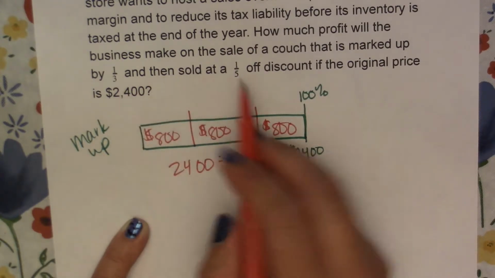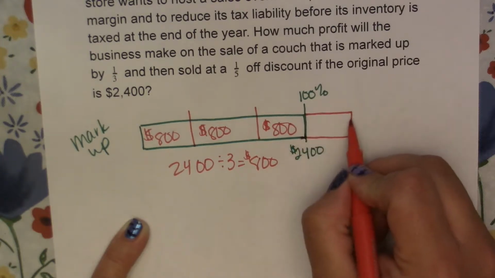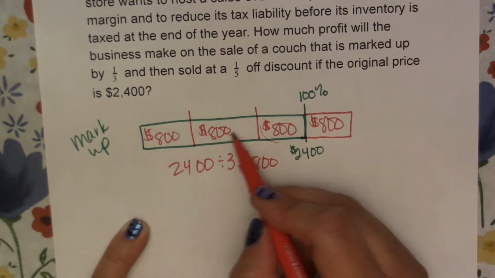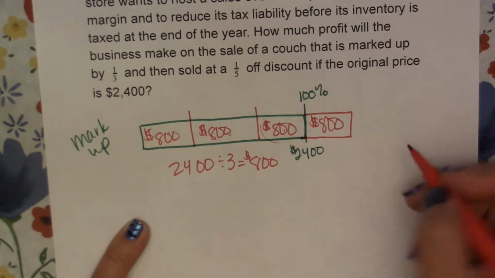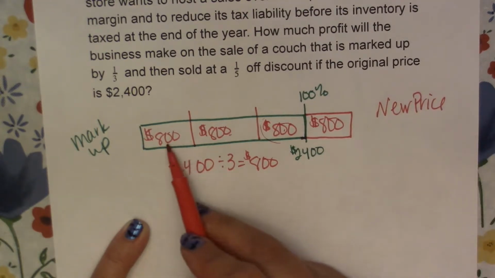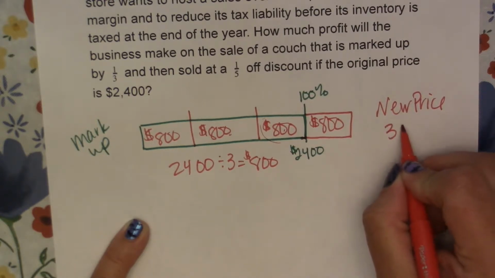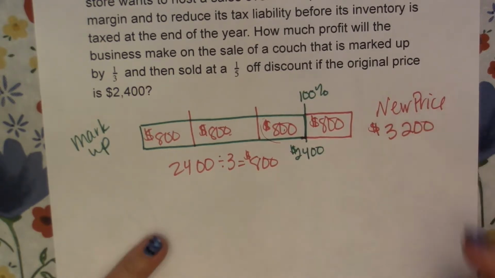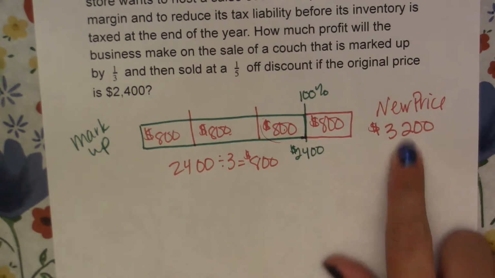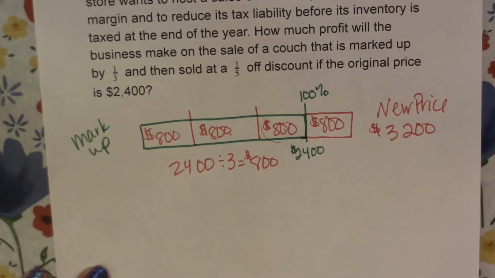Now, if we're marking it up by 1/3, we're going to add on some more to our tape diagram. So we're going to add on a whole other box of these 1/3. And then we're going to calculate all together what our new price is. New price: 800 plus 800 plus 800 plus 800, or 800 times 4, would be $3,200. So before they run the sale, they're going to change the sticker price, and instead of saying $2,400, they're going to make it say $3,200.